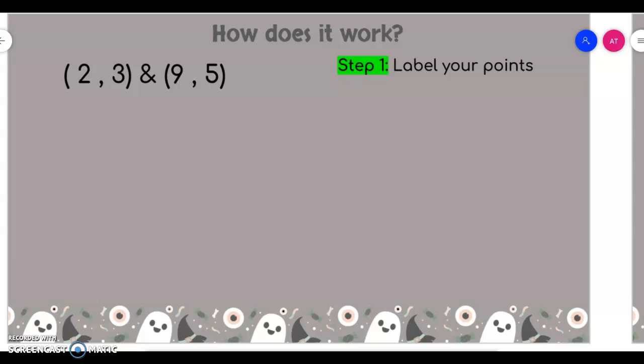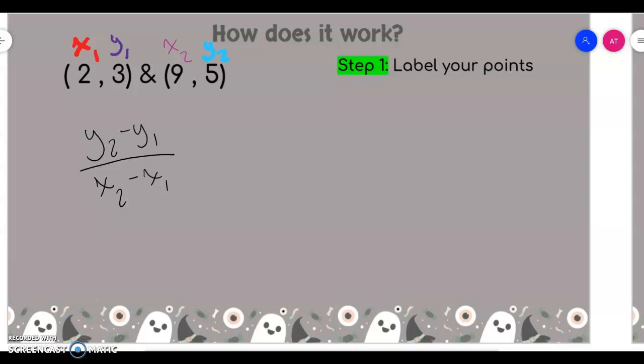The first step is to label our points as x1, y1, x2, y2. Remember, this is my first set, so this is going to be x1 and y1, because remember x and y. Then the 9 is going to be my x2, and the 5 is going to be my y2. Do you remember the formula? y2 minus y1 over x2 minus x1.